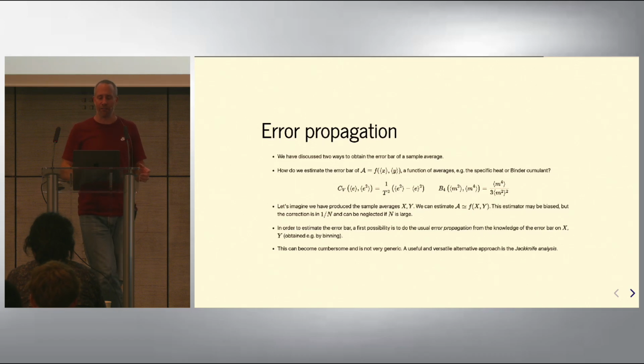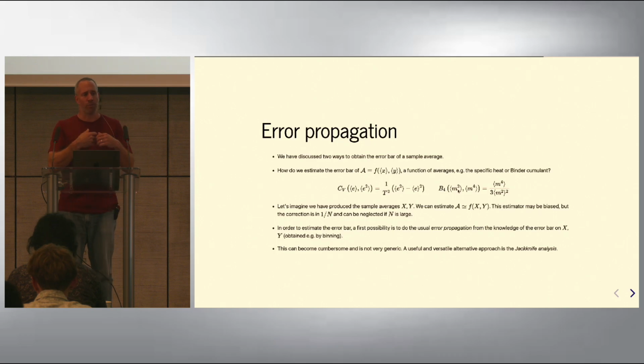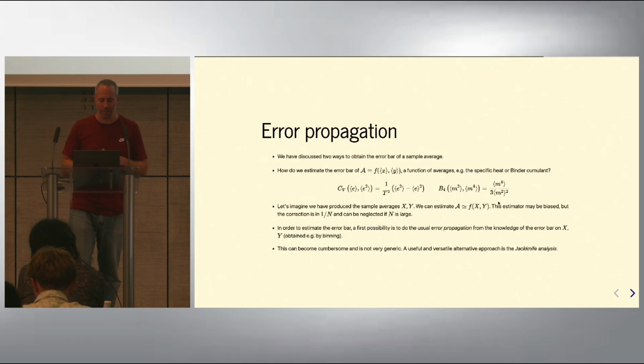I first measure average values, for example, the average value of the magnetization to the power 4, and then independently the average value of the magnetization squared. And out of this, I compute the Binder cumulant. But then how do I get the error bar for this? So in principle, one can do the proper error bar propagation, because I have a formula here. I eventually know the error bar on these, so in principle I can do all the math and get to the error bar of this. But it can become cumbersome if you have a very complicated nonlinear function of your averages.